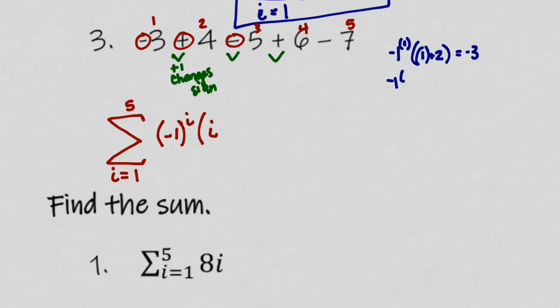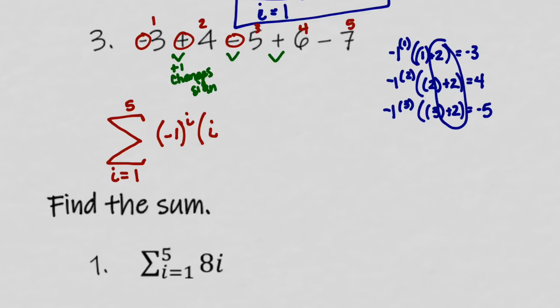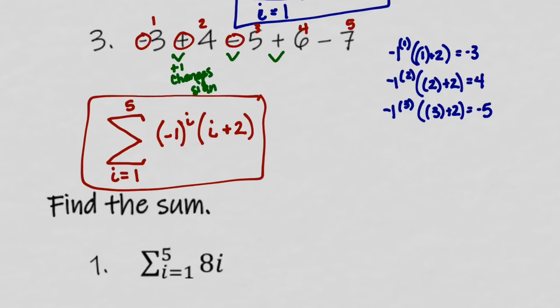So let's try -1 now squared. And then I have 2 plus 2. Well, that's a positive 1 times positive 4 would be 4. -1 to the third power is -1. And then I have 3 plus 2 is 5. I wrote 5 instead of parentheses. So -1 cubed is negative times 5 is -5. Okay, so I do see that that pattern is holding true, but what I needed to add in there was this plus 2 business. So in my equation, I have to have plus 2. Okay, so there's the sigma notation for number 3.